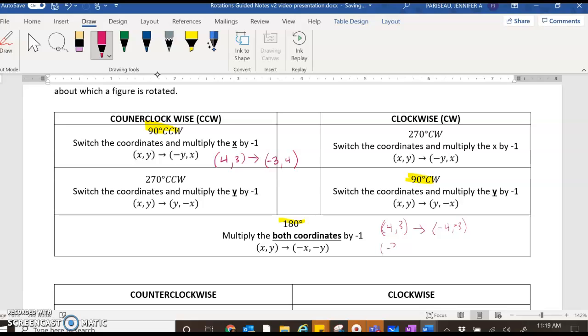And let's say I had (-3, 5). Let's just do that. I don't want you to think that it means that we're always going to become negative.